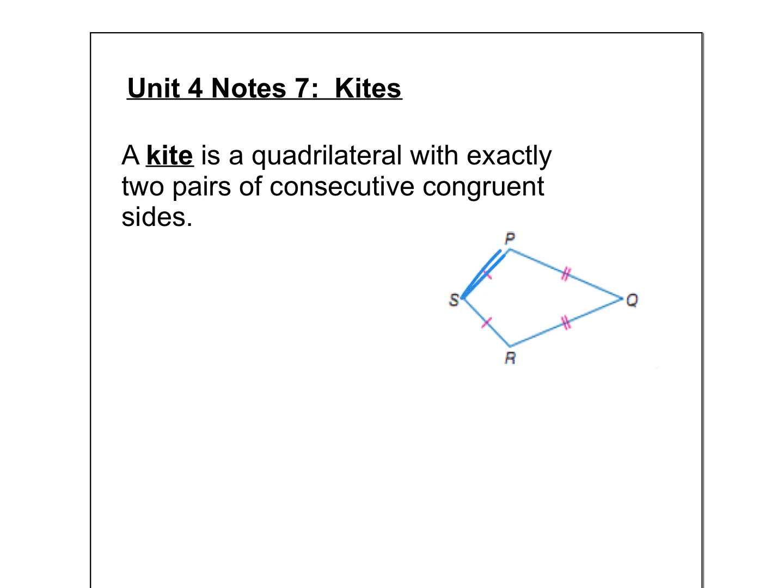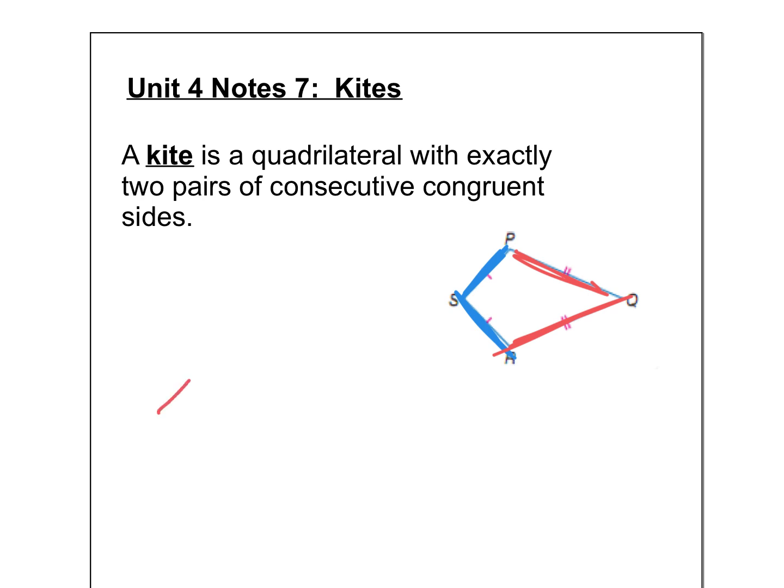So see SP right here and SR right here. They have that tick mark on them. They're congruent. And then PQ and RQ, they are congruent. So when you have two sets of consecutive congruent sides, you're going to get a kite.